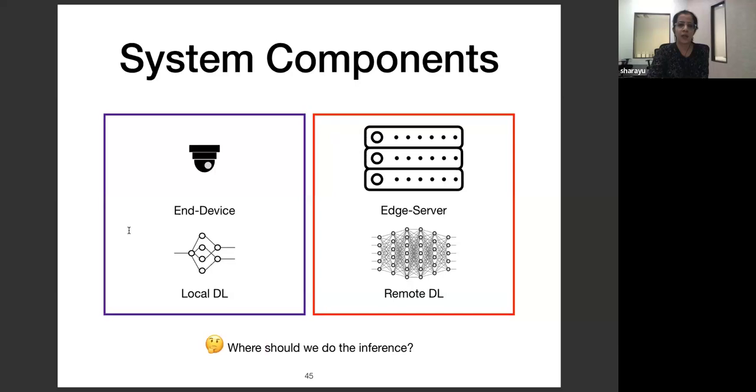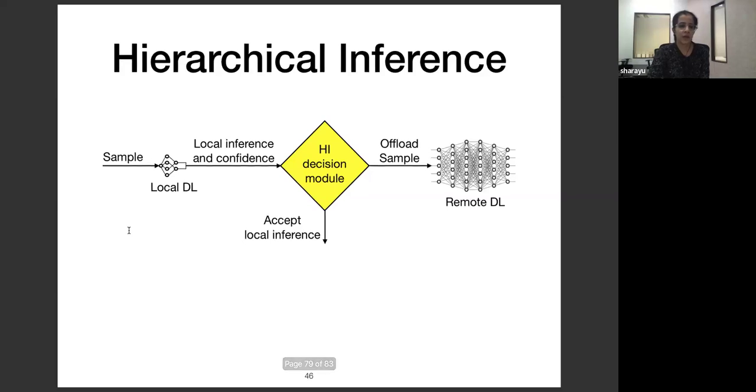Our system had two main components, an end device with a lightweight local model, and an edge server with a rich remote model. And the question we were trying to answer is, where do we do the inference on the samples that are collected by this end device? We focused on the decision module in a hierarchical inference setting. Under hierarchical inference, all samples are first sent to the local model. Depending on the output of the local model, a subset of these samples are then offloaded to the remote model.